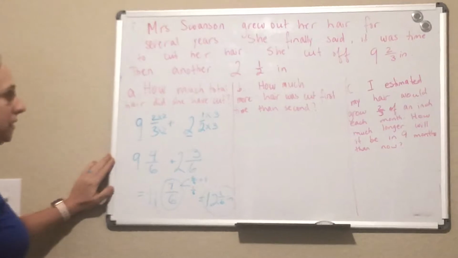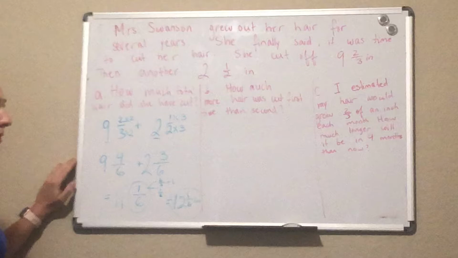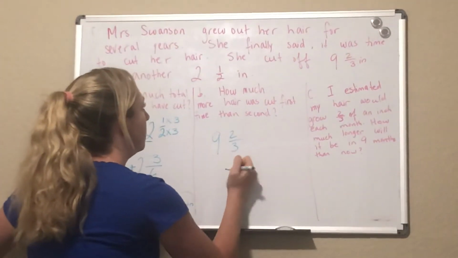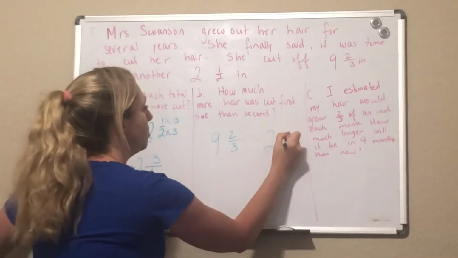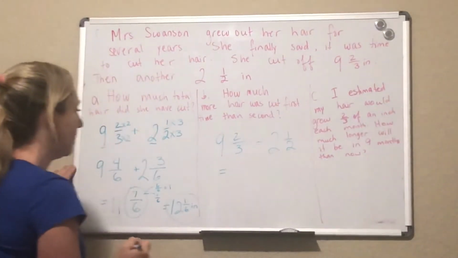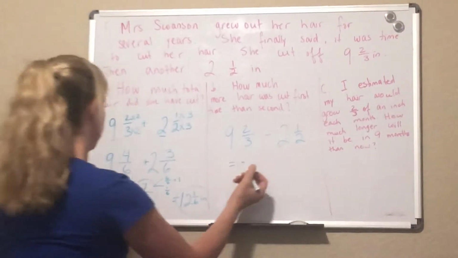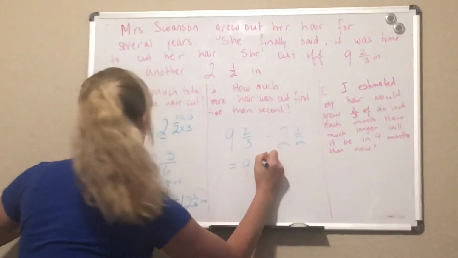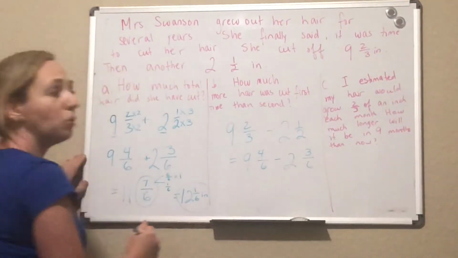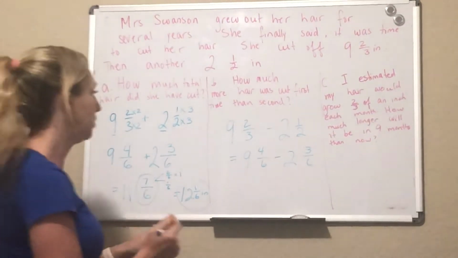My part B is next. How much more hair was cut the first time than the second time? So the first time I had 9 2/3 of an inch of hair cut off, and then another 2.5. So I'm going to go ahead and subtract to find the difference. Again, I need my common denominator, and good thing for me, I can go back and look. With my common denominator being 6, I'm looking at the same problem, except now I am subtracting, because I don't want the total amount of hair. I don't want it all together. I want to find out how much more was cut off the first time.